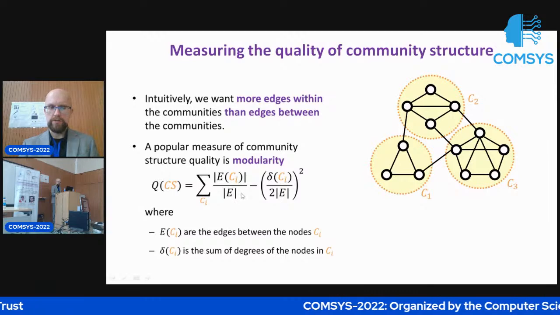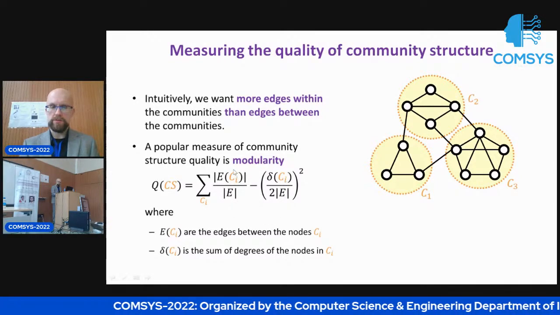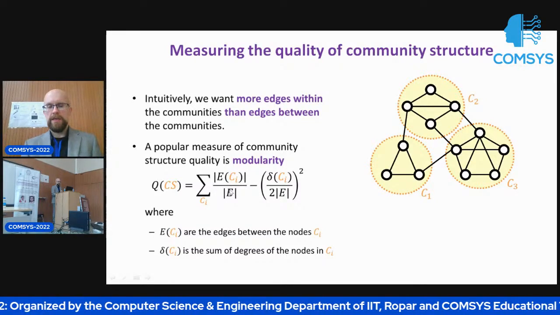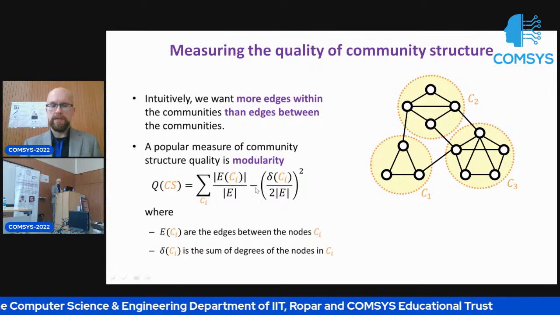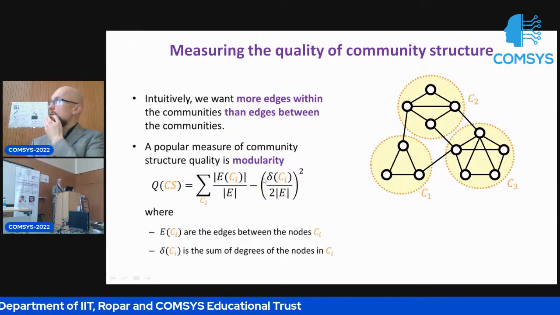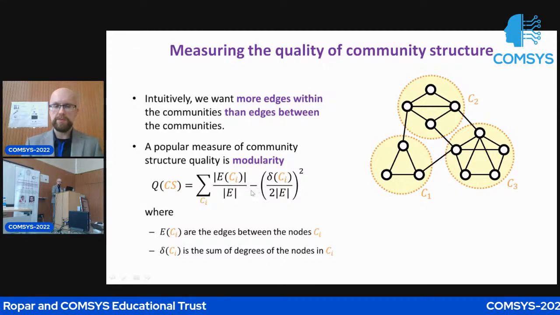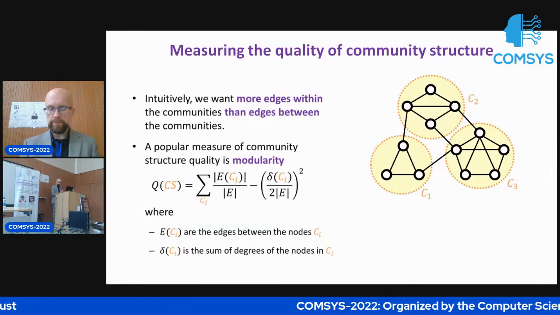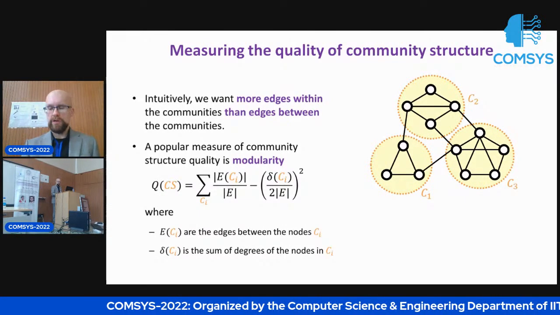Modularity takes into consideration the number of edges between the nodes of C. So this is the number of edges within the community. However, it also punishes very big communities, because it subtracts the sum of the degrees of the nodes in a community. And so this is intuitively how the modularity works.